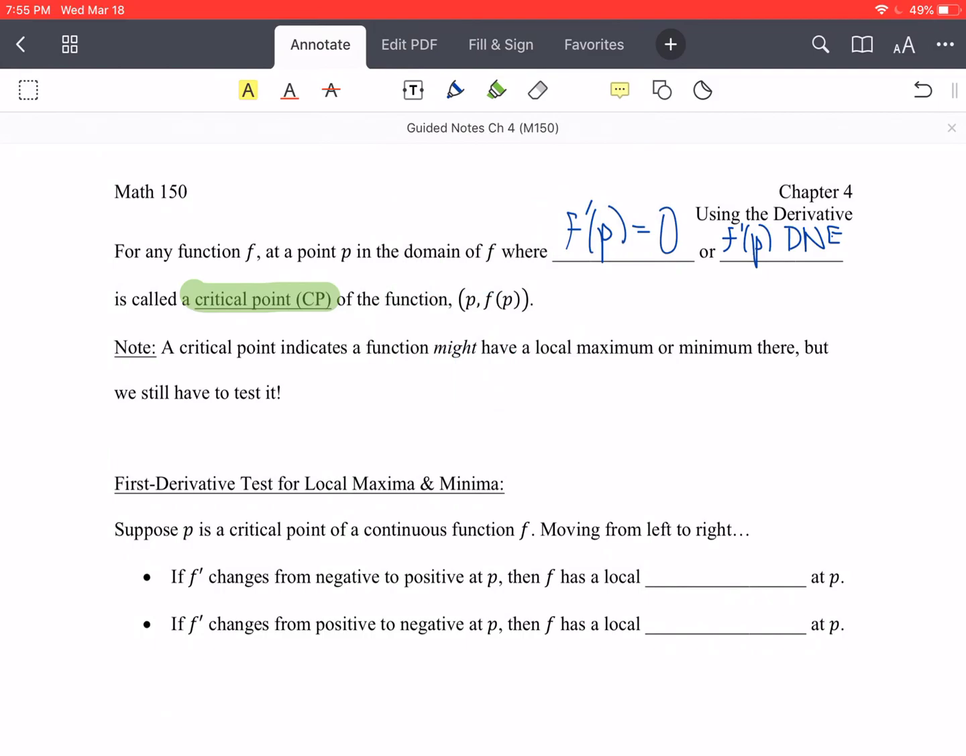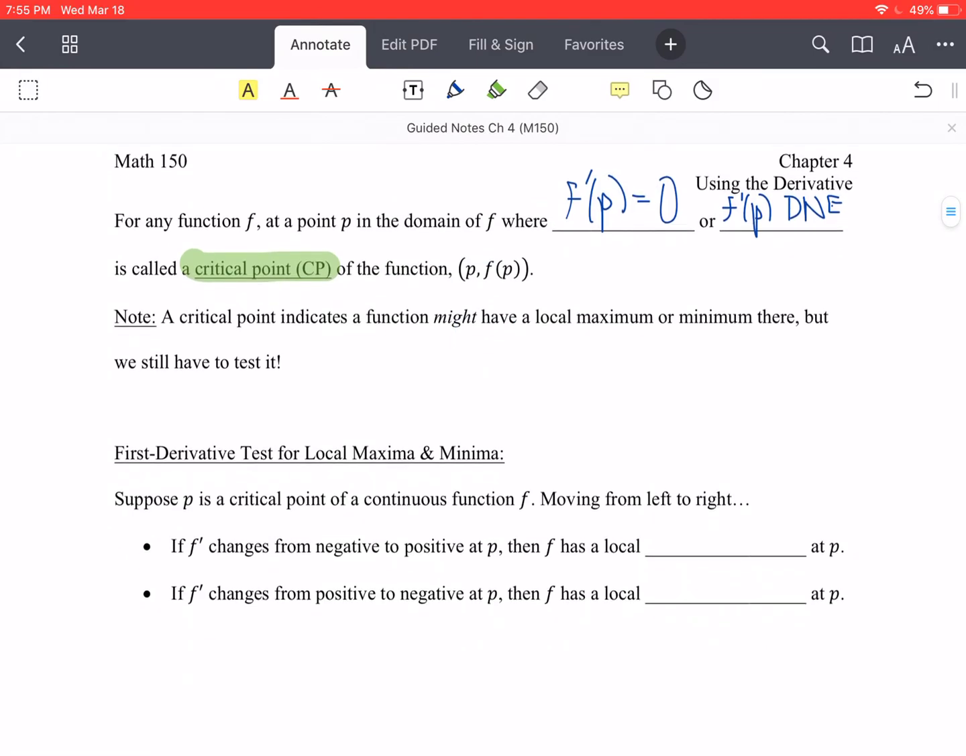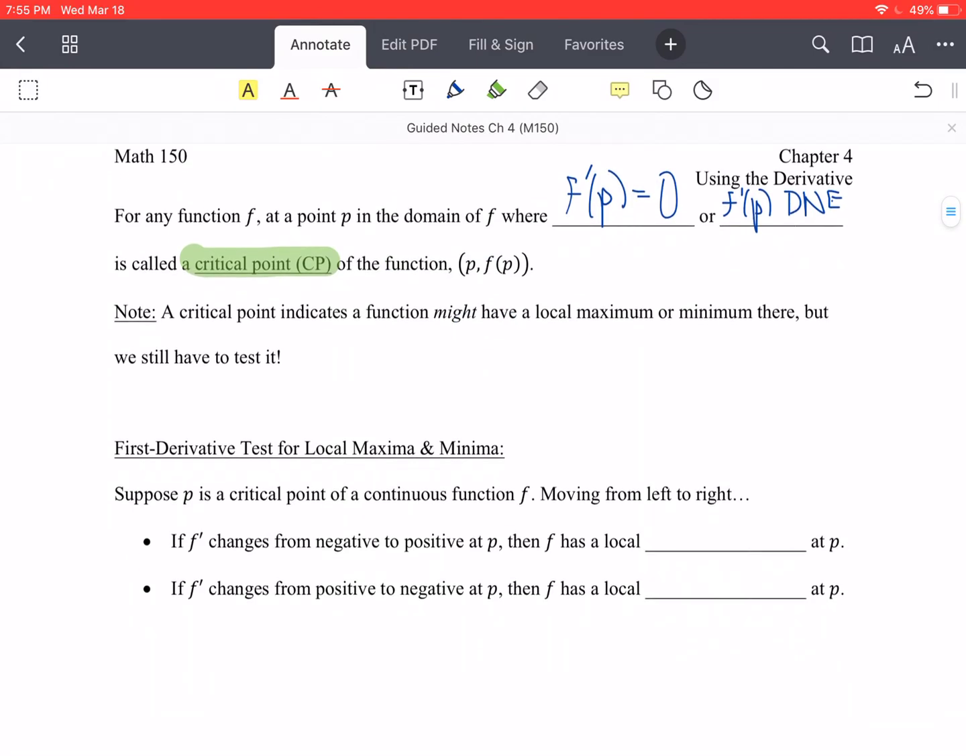Now, a critical point is a point where the derivative is either equal to 0 or does not exist. A critical point indicates that a function might, with emphasis on the word might, have a local max or min there. We saw in the last example the derivative being equal to 0 gave us our maxes and mins. These critical points tell us this is probably a good spot for a max or a min, but it's not a guarantee. So just because we have a critical point doesn't mean that we automatically have a max or a min.